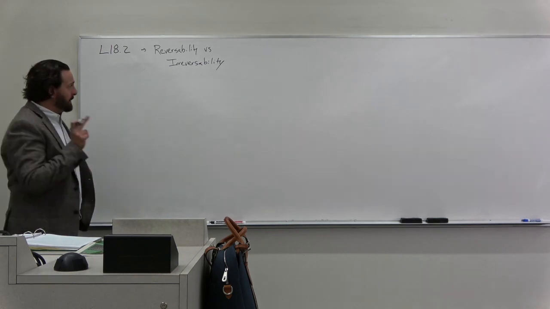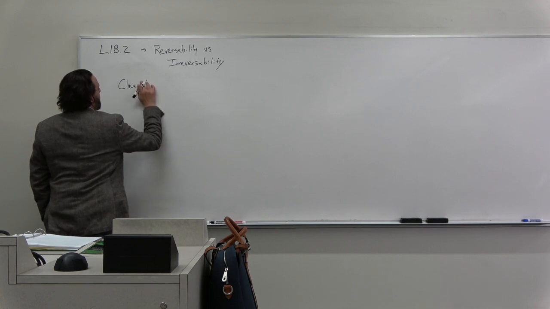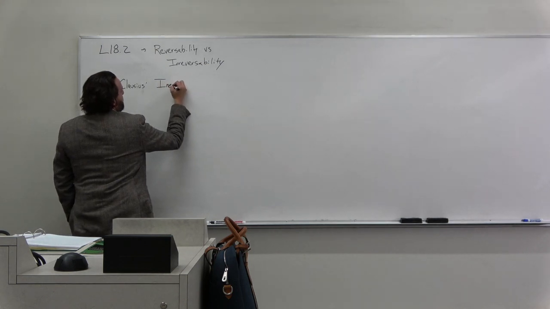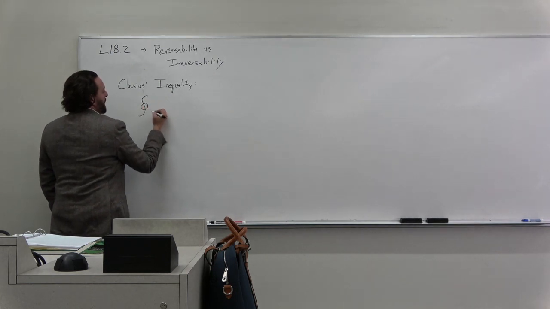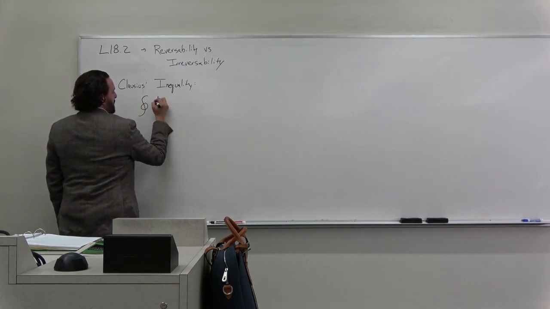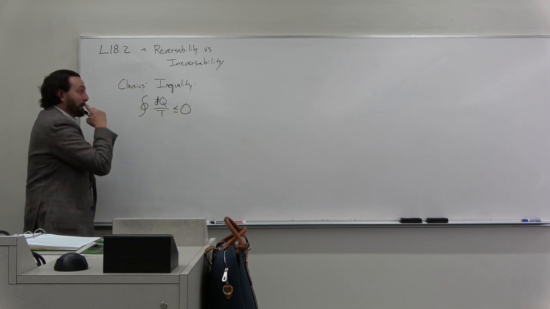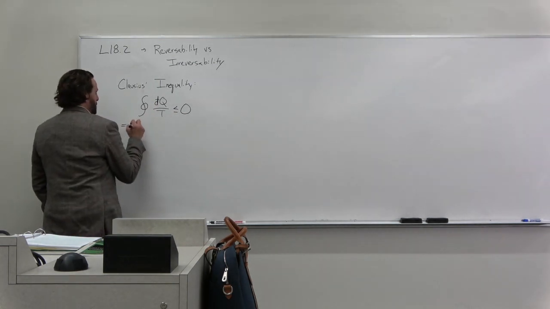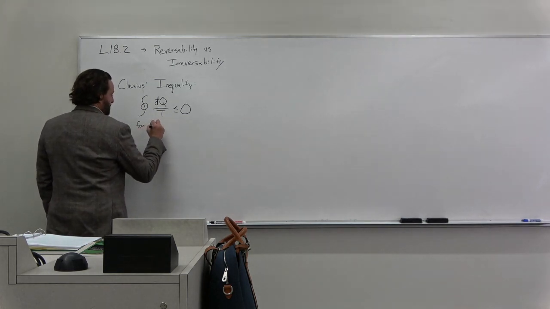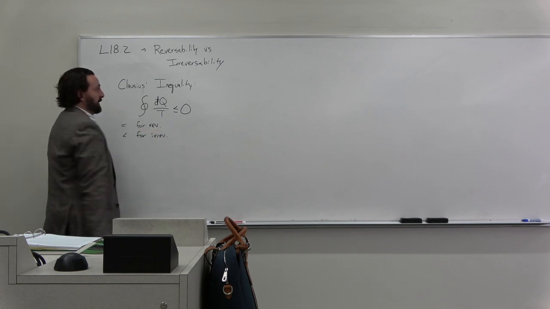Okay, so remember, let's start by restating our Clausius theorem, or let's call it the Clausius inequality, because I just think that's fun. So the Clausius inequality was that around a closed loop, dq over T was always less than or equal to 0. And that equal was going to be for reversible and the less than for irreversible processes.